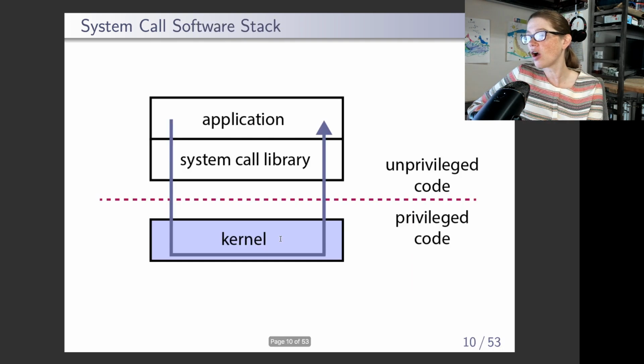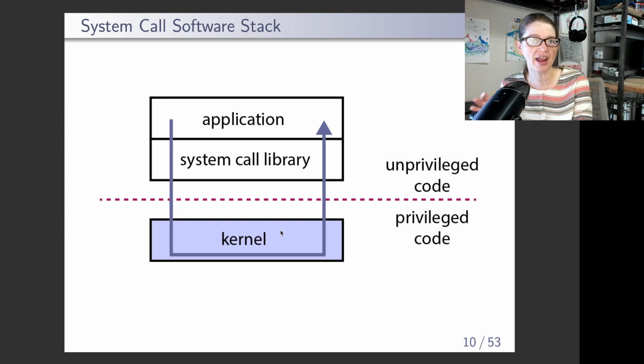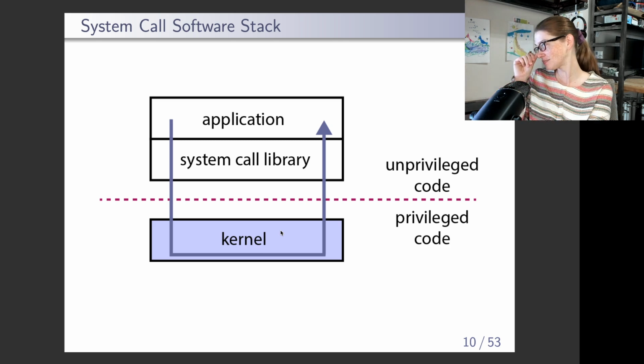All right. So let's talk more about the relationship then between the user application, the system calls, and the kernel. We're not going to worry about the hardware right now because we know we don't want the user program interacting with hardware directly because many reasons.